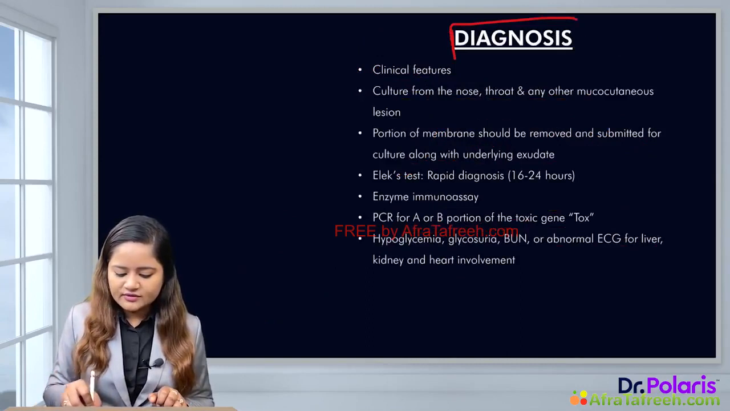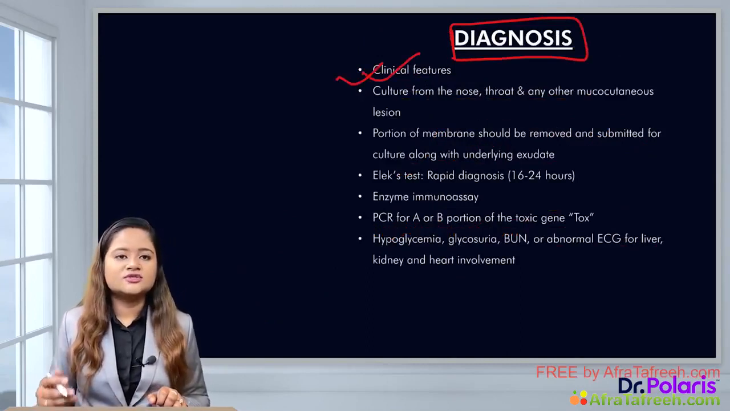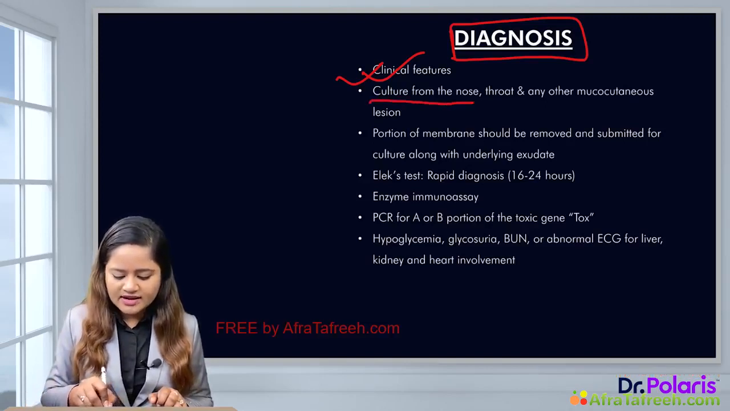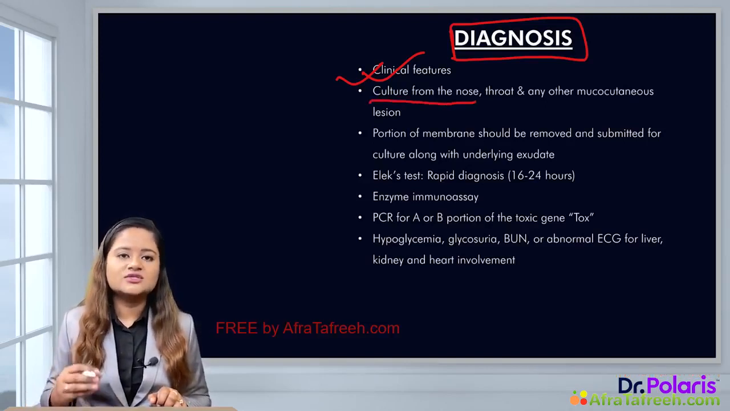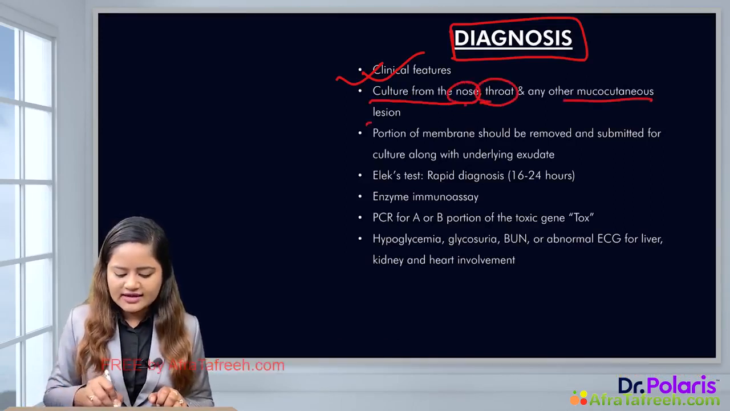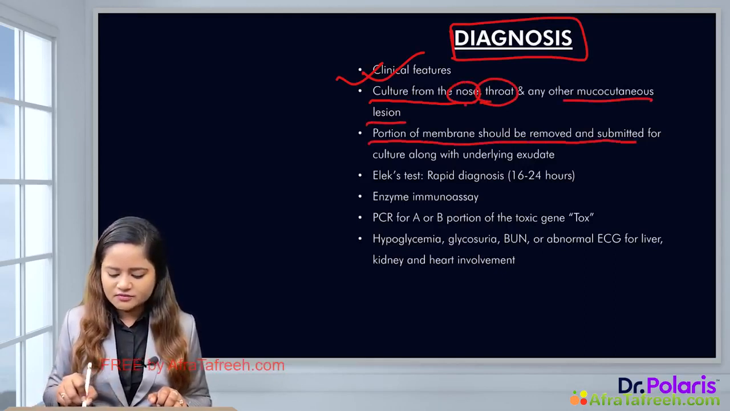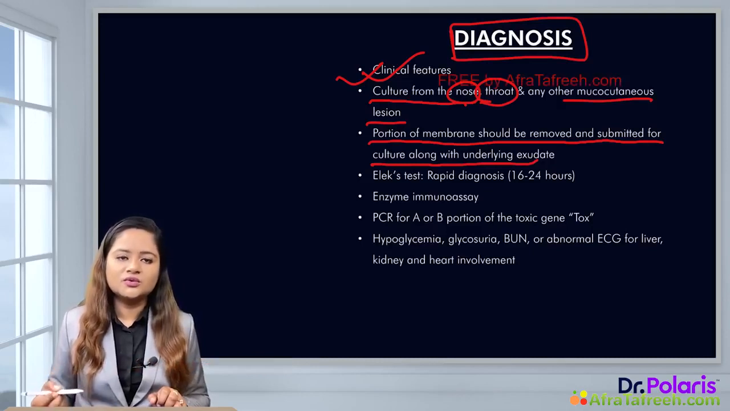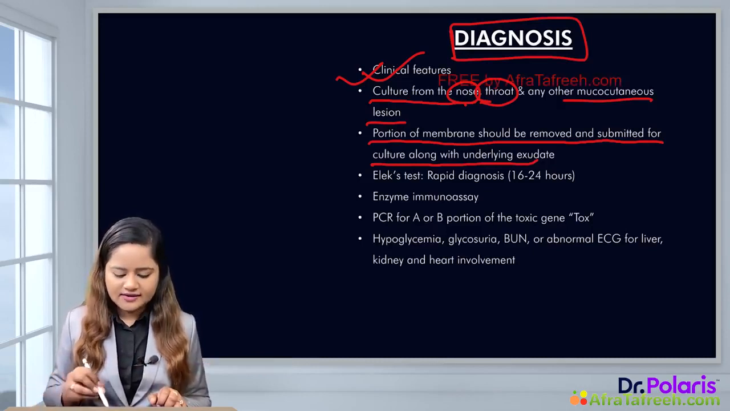So how do we diagnose? It is completely a clinical diagnosis. So by simple examination and a good history, we can easily diagnose the case of diphtheria. Although to elaborate the diagnosis and to actually isolate the organism, it is important to do the culture from the nose, throat and any other mucocutaneous lesions. A portion of the membrane should be removed and submitted for the culture along with the underlying exudate, so that we can grow the culture and demonstrate the organism.